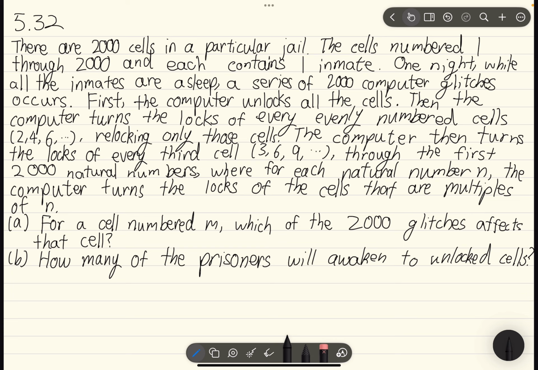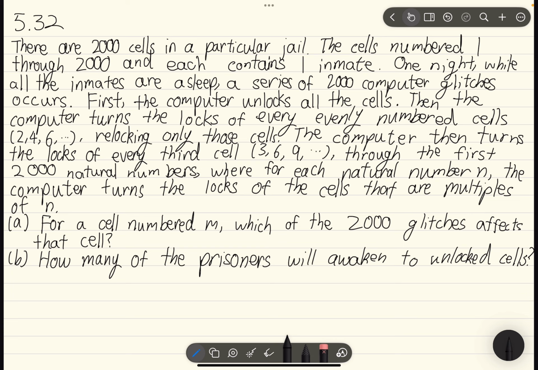First, the computer unlocks all the cells. Then, the computer turns the locks of every even-numbered cell, 2, 4, 6, etc., relocking only those cells. The computer then turns the locks of every third cell, 3, 6, 9, etc., through the first 2,000 natural numbers, where for each natural number n, the computer turns the locks of the cells that are multiples of n.